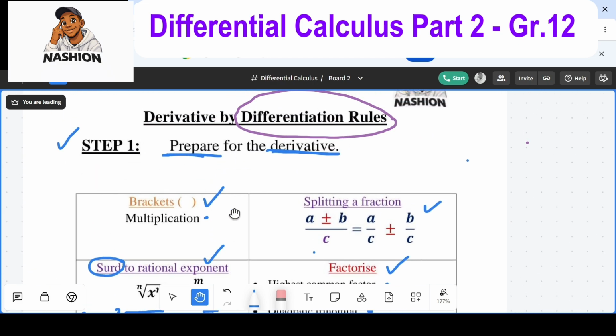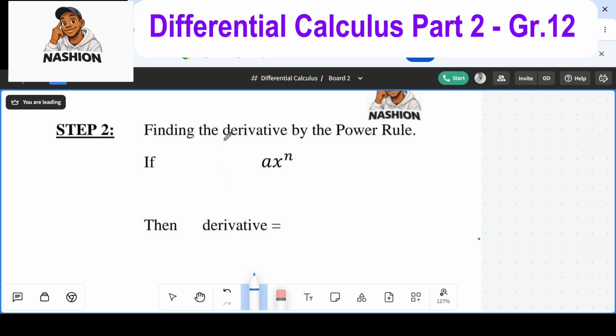That's our step 1. And in step 2, we find the derivative using the power rule, which is the main rule in finding the derivative. It says if we have ax to the power n, then to find the derivative, we take the exponent and multiply the coefficient of x. So we're going to say n times a will give us n times a. Then we say n minus 1. So that's the exponent minus 1. That will be our derivative.